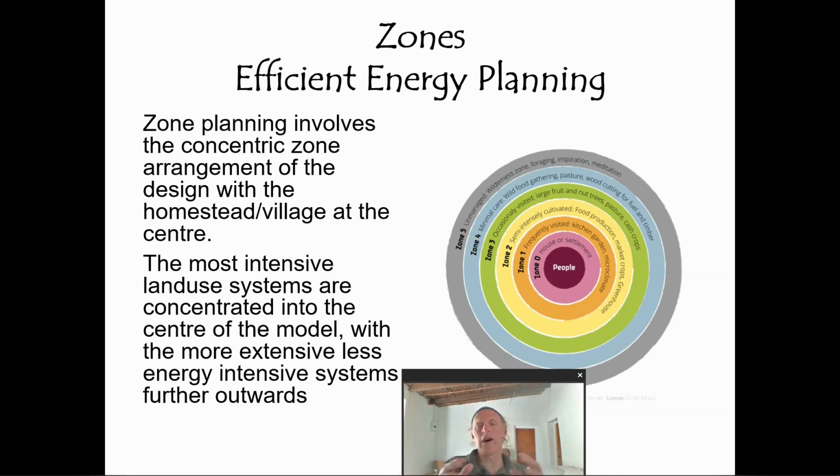As you go out, the intensity of land use diminishes, and the size of area under cultivation or under management increases. So your zone 0 and your zone 1 are going to be the smallest footprint areas, but with the most intensity, most diversity, most activity. While zone 5, for example, which is the outer edge of the system, will be the biggest area of land and have the least management and the least intensity. And in most cases, it's just wild nature. So we've got this concentric zone that is a gradient from high intensity to low intensity.